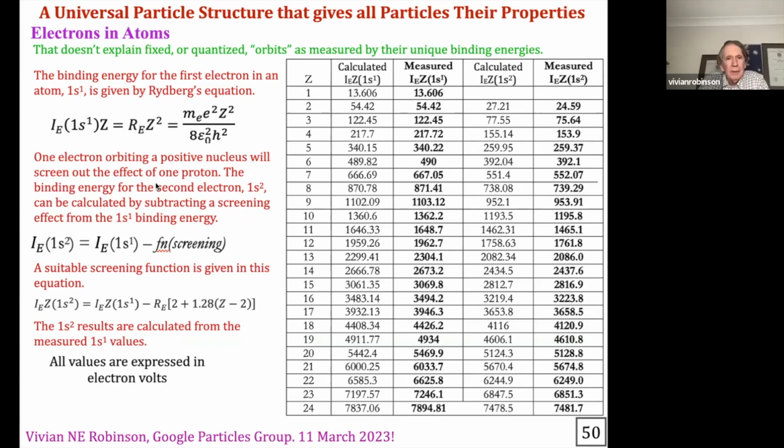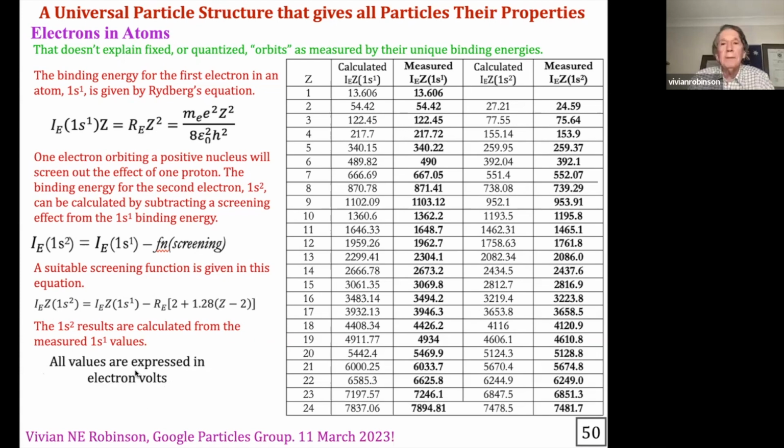Well, the first thing to realize is there is only a fixed number of protons within a nucleus, and each electron that's in there, say the 1s1 electron, screens out the effect of one proton. So the binding energy of a 1s2 electron is basically the 1s1 electron minus some function of screening. Well, I suggest that this is one equation that is a screening, just one screening equation. If you haven't worked out, all values are expressed in electron volts.